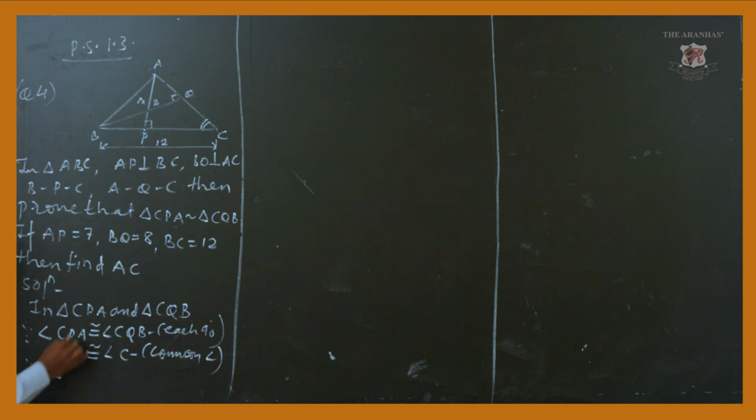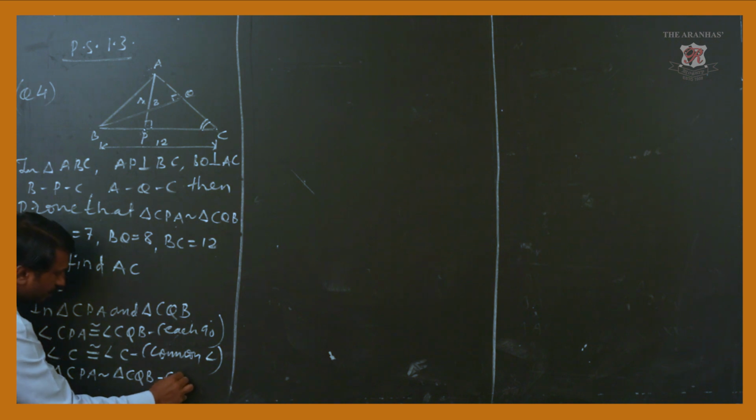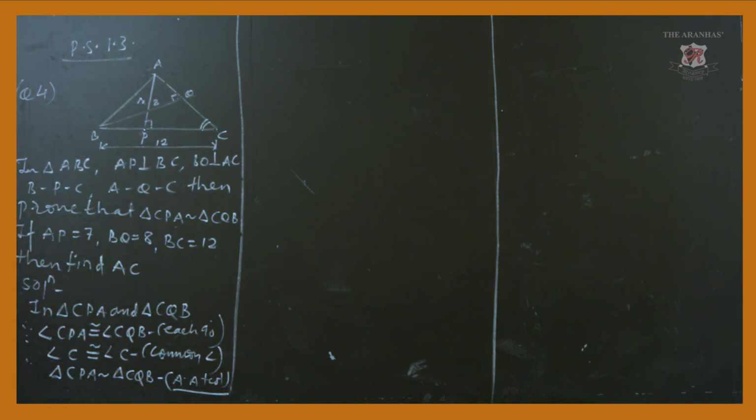Here triangle CPA is similar to the triangle, next is what? It's CQB. Two pairs of angles are congruent, so we can prove it. These two triangles are similar to each other by AA test. So by AA test, these two triangles are similar.